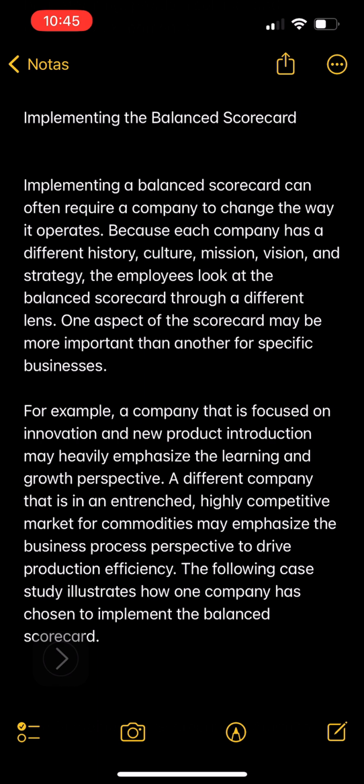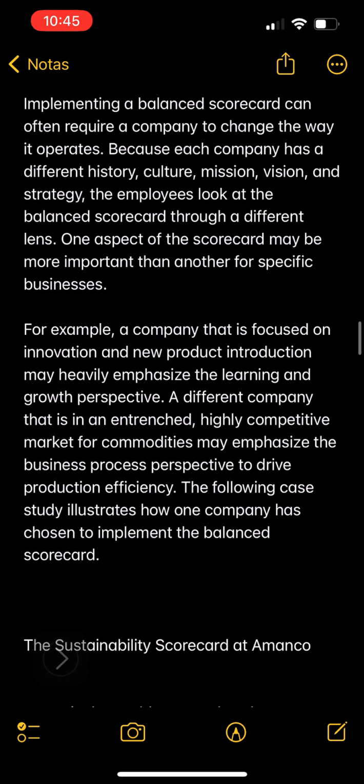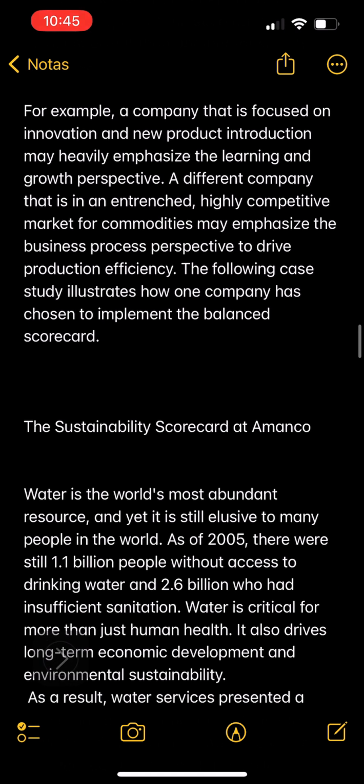For example, a company that is focused on innovation and new product introduction may heavily emphasize the learning and growth perspective. A different company that is in an entrenched, highly competitive market for commodities may emphasize the business process perspective to drive production efficiency. The following case study illustrates how one company has chosen to implement the balanced scorecard.